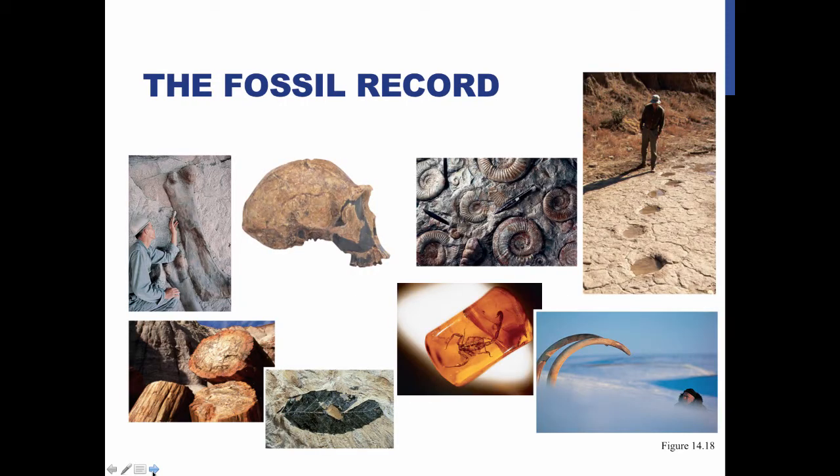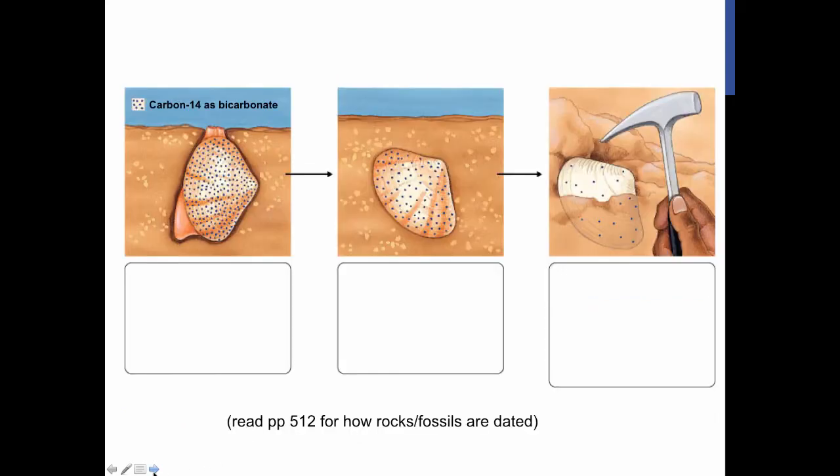And the fossil record gives us clues as to that. So we can look at different sorts of fossils. Here we've got fossilized footprints, some fossilized shells, an early human skull, and we can also look at species that are preserved in amber or fossilized in amber.